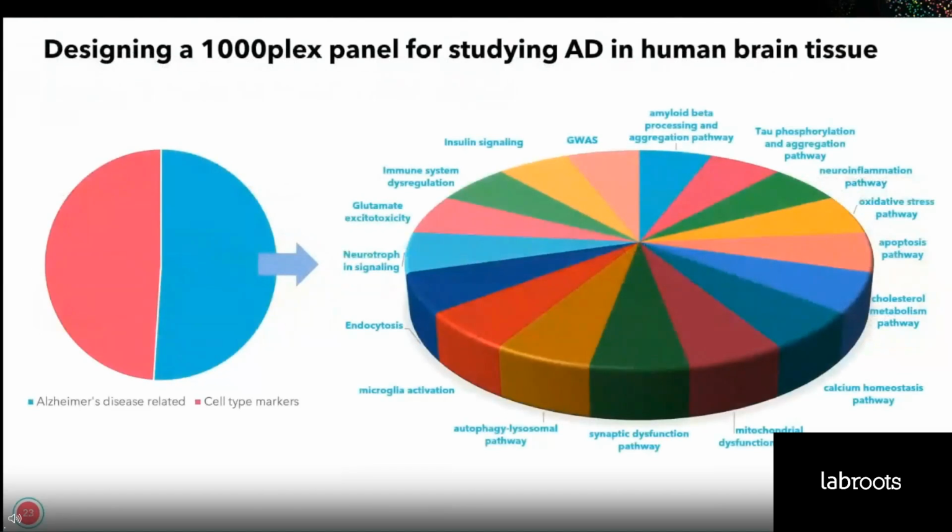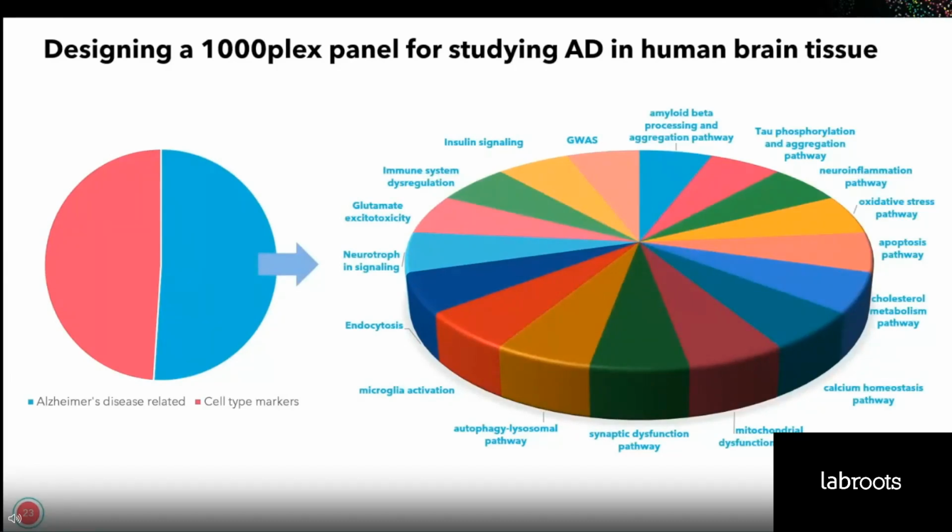To design the 1000-plex gene panel used to study AD in human brain, I selected two groups of genes. One group of genes is for cell typing, and the other group is implicated in AD pathology based on previous literature. For cell typing, I selected cell type markers based on large-scale single-cell RNA sequencing and MERFISH data generated from human brain, which contribute around 500 genes.